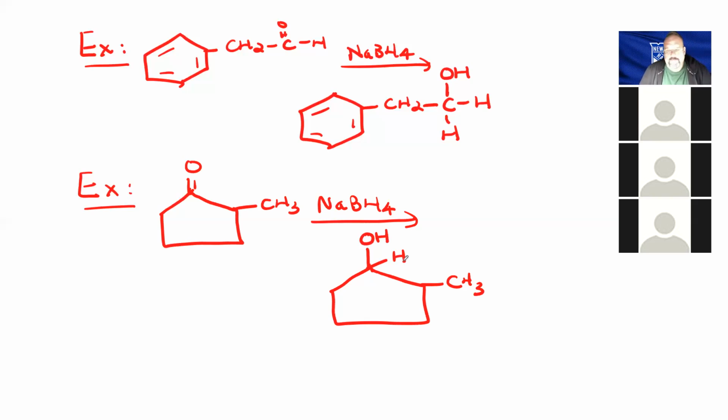And that's it. And in this case, what type of alcohol have you generated? Because the OH-bearing carbon, which is right here, has 2 other carbons attached to it, the alcohol that you've generated is secondary. All right. So in essence, your aldehydes generate primary alcohols, your ketones generate secondary alcohols upon reduction.